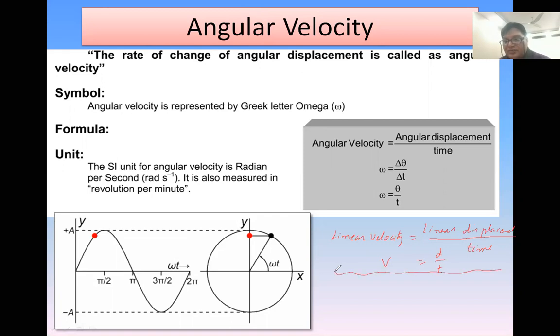Angular velocity is the velocity when we move along a circular path. In linear velocity, we move in a straight line. But for angular velocity, we should move through an angle. We should move in a circular path. Look at this one, angular velocity.